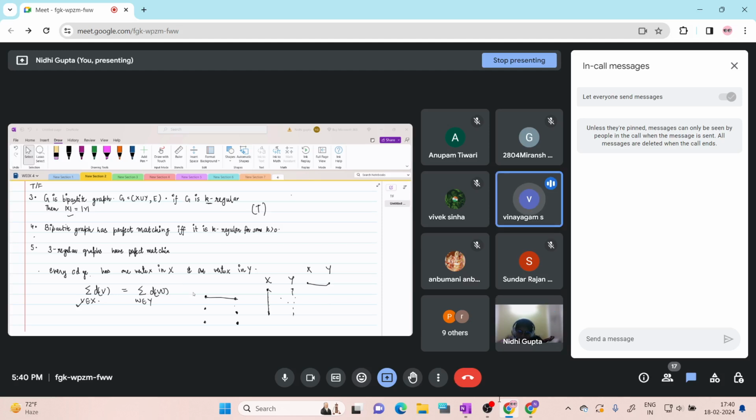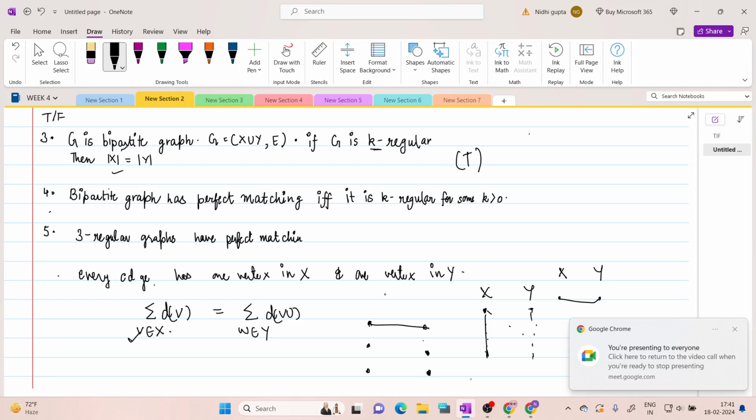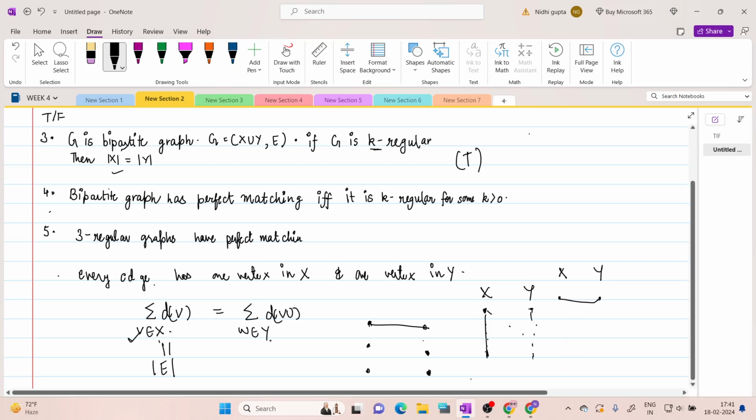So what he is saying is basically that since every edge has one vertex in X and one vertex in Y, LHS is equal to the number of edges, and this is also equal to the number of edges.